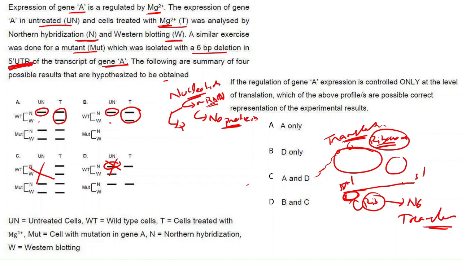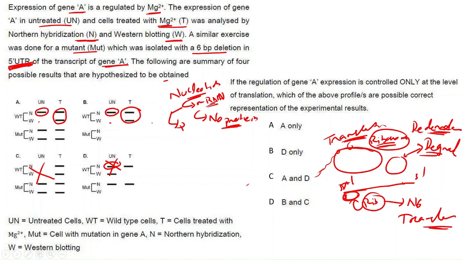Now when there is a mutation in the 5' untranslated region, the 5' UTR, then what happens? The RNA will not form this circle, so this RNA will undergo degradation. So the RNA will degrade, and if RNA degrades, it means there is no protein.